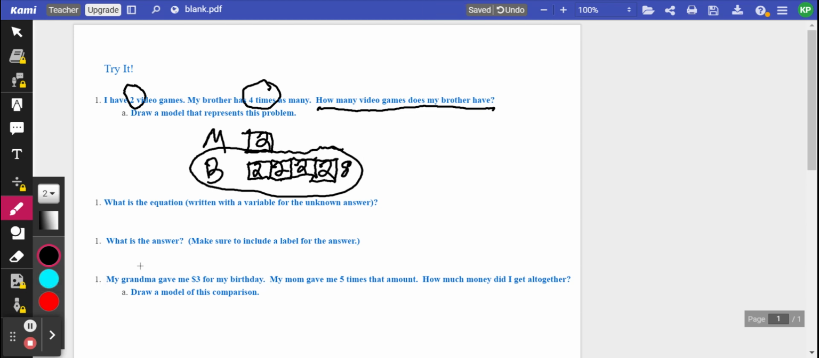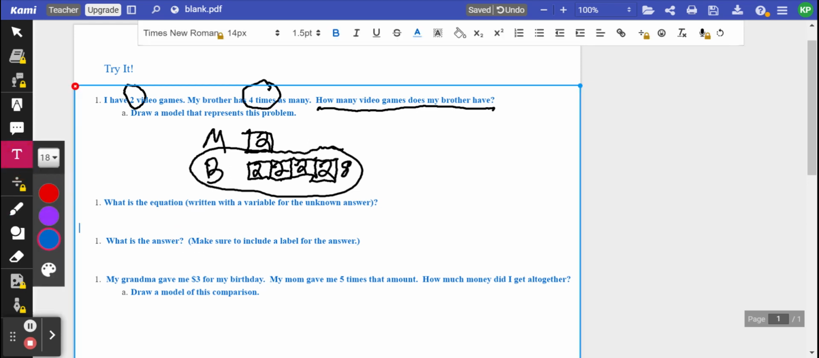Okay, when it asks down here, it says, what is the equation? Well, how could I figure that out? I could write it a couple different ways. I could do 2 plus 2 plus 2 plus 2, which equals 8. Or I can think about that I had the number 2. I had it 4 times. So I showed 4 times the number 2, and that equaled what I was looking for.